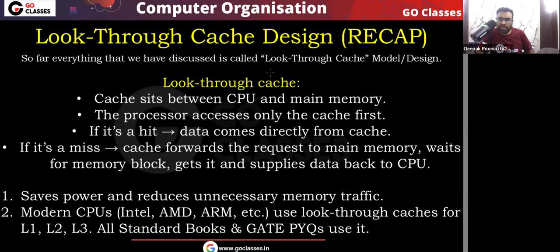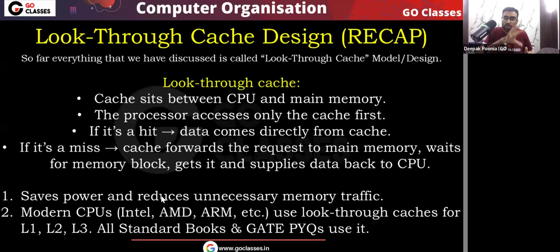Let me ask you one disadvantage of look through cache. Can you tell me? Just think logically. If the data is available in the cache memory, then we need to access the cache memory. Very good. If the data is not available in the cache memory, then we need to access the main memory.